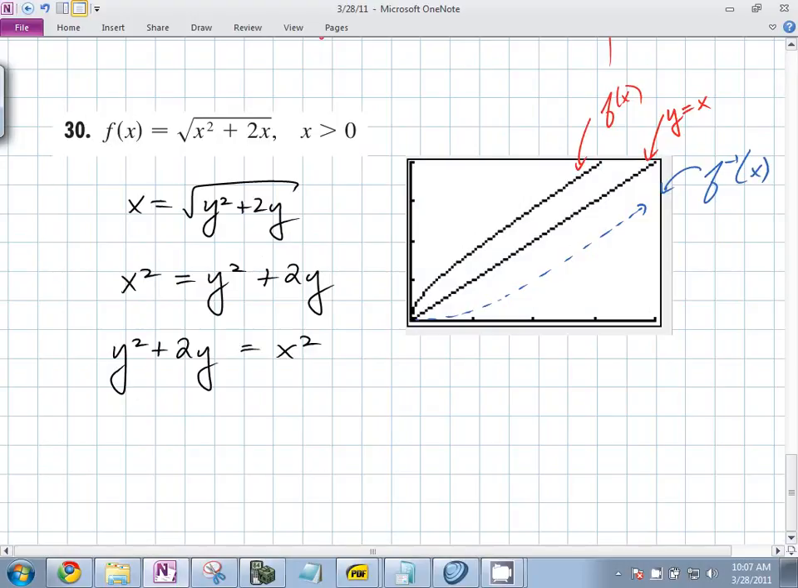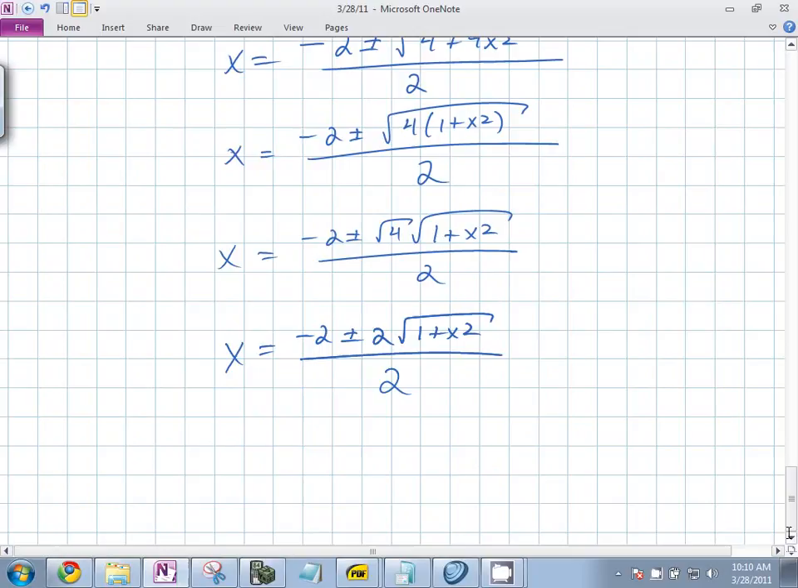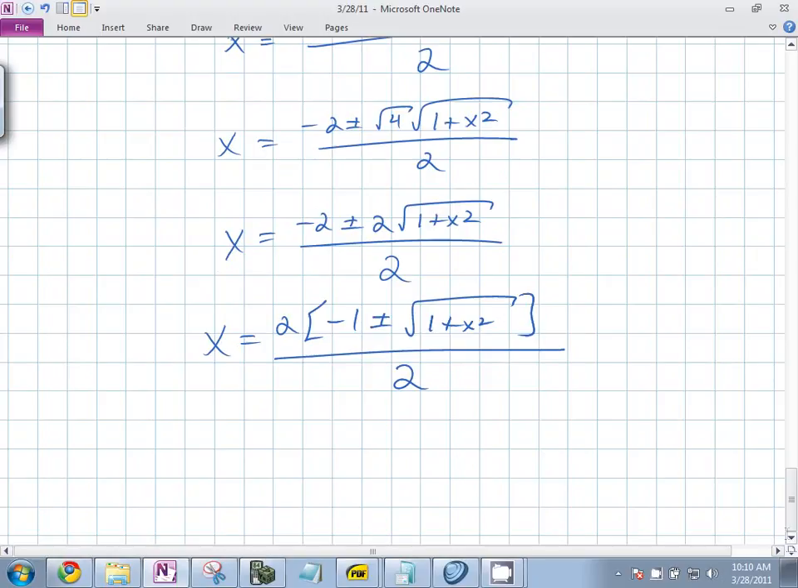Exactly. Good. So they ask you to find an explicit formula, I think, right? So what does x equal here? Negative 2 plus or minus 2 root 1 plus x squared all over what? 2. 2 times, what can I factor out of the top? A 2. Negative 1 plus or minus the square root of 1 plus x squared all over what? What's on the bottom? 2. What cancels now? The 2's cancel. So what are you left with? x is equal to negative 1 plus or minus the square root of 1 plus x squared. Now that's going to be our inverse function.